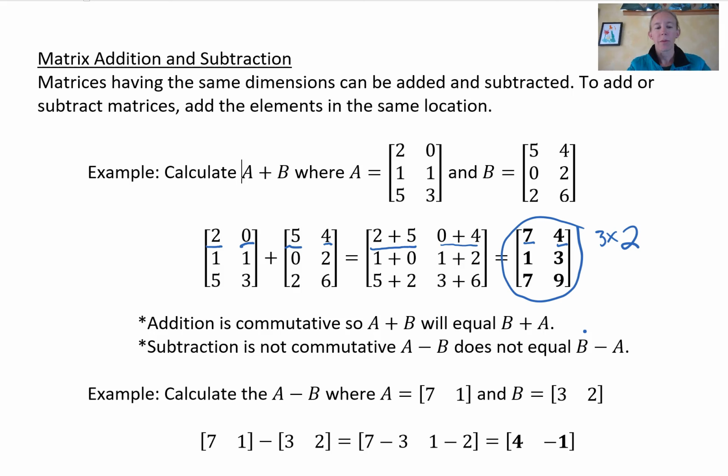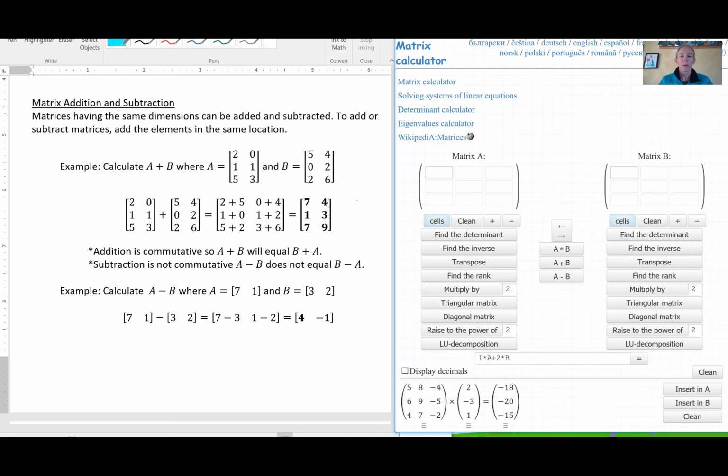Okay, for a subtraction problem, down below it says calculate A minus B, where A is 7 and 1 and B is 3 and 2. So it's important that I write A first, since that's the order of my subtraction problem. Write 7 and 1 minus 3 and 2. So I'm going to subtract the 7 and the 3, which will give me 4. Likewise, 1 take away 2 will give me a negative 1. So my answer ends up being a matrix that has 1 row and 2 columns.